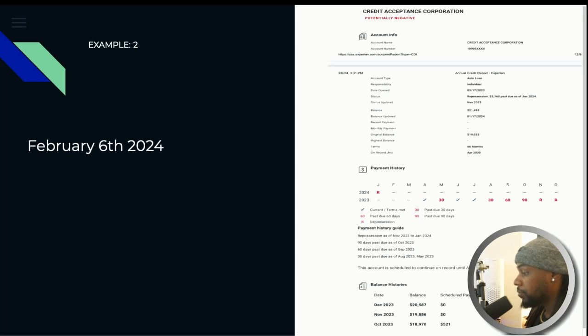So on here, we have some repossession dates, but I don't see that the account was ever actually charged off, right? So we don't have any type of charge off information on this account. It was just repossessed. So we can dispute that.